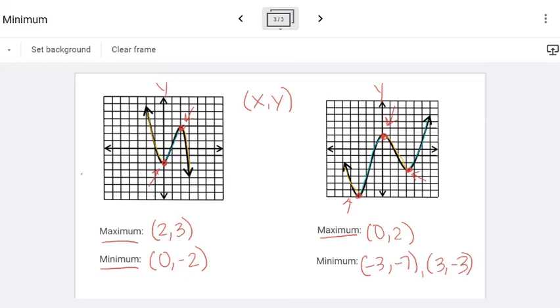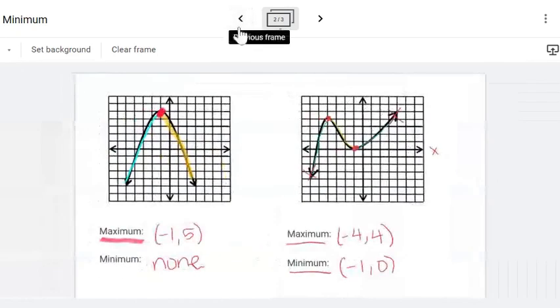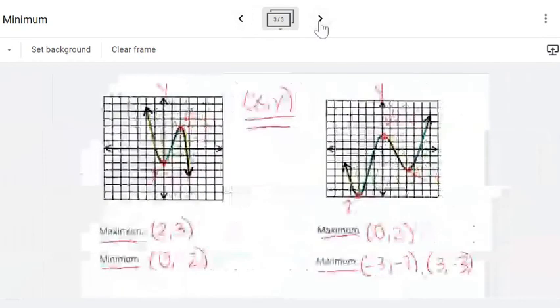So maximums and minimums should always be an ordered pair (x, y). You're looking at the exact point where it changes from increasing to decreasing for a maximum, and from decreasing to increasing for a minimum. Those are your points. You can have more than one, and like we saw here, you can also have none. So be on the lookout for that situation. All right, go ahead and practice some on your own.